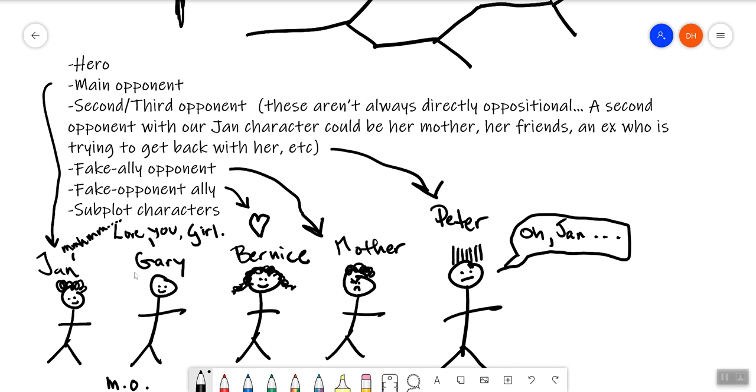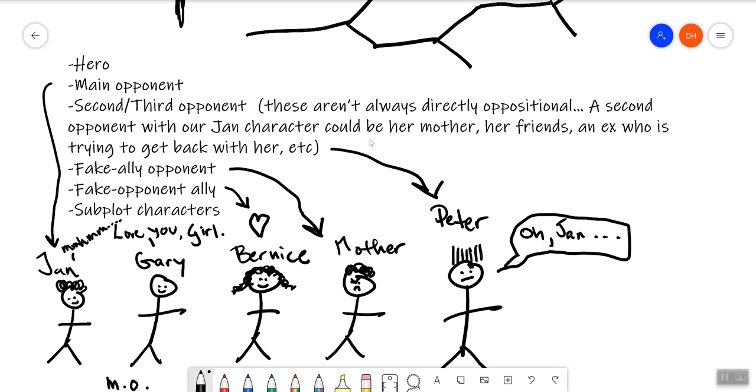Okay, think of it like this. We have our hero, our main opponent. We can have a second and third opponent. Now, these aren't always directly oppositional. It's not like Superman versus, I actually can't remember Superman's opponents. I know it's Lex Luthor, and then, whomever. Okay, you get the point.